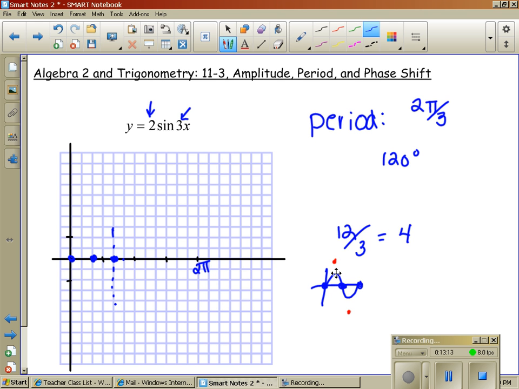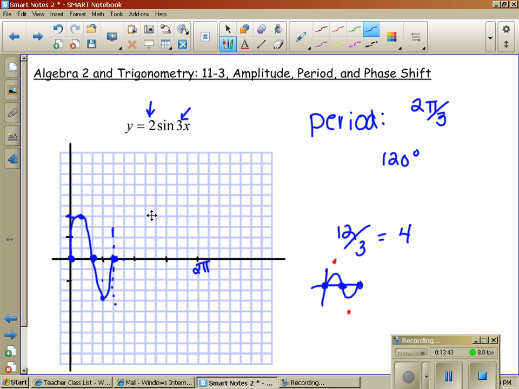Halfway in between there, it goes up to 1, but our amplitude is 2, so it's not going to go up to 1, it's going to go up to 2. And it's not going to go down to -1, it's going to go down to -2. So halfway in between, down there's -1, so down to -2. And again, connect the dots. So there's 1 cycle of 2 sine 3x.